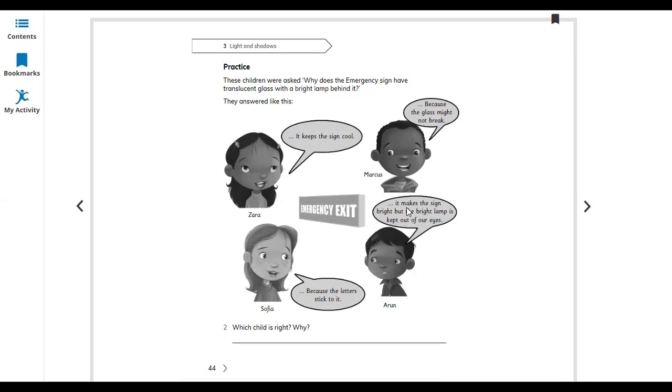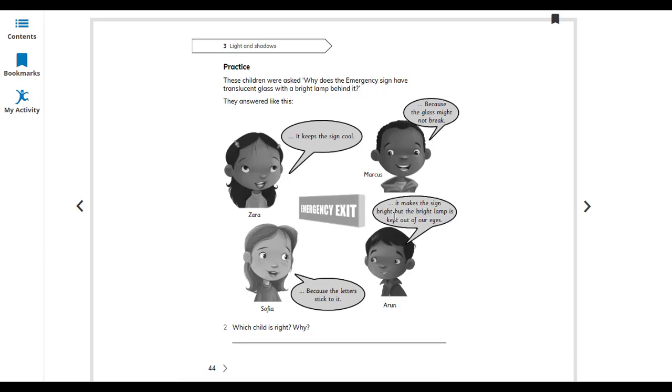So why is the lamp behind it? It makes the sign bright, but the bright lamp is kept out of our eyes. We don't see that bright lamp because it is inside, behind these words. So obviously Arun is correct. It makes the sign bright. You can see the words brightly. If there is no bright lamp behind this, the words are not clear, but with the bright lamp on the back, the light comes through these words, so we can easily see.